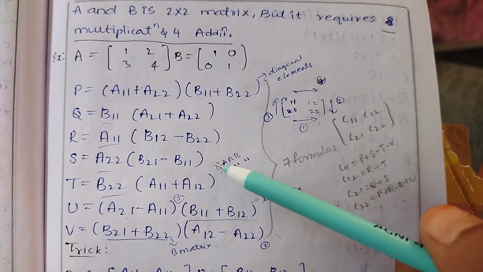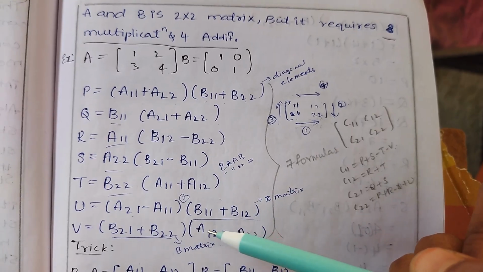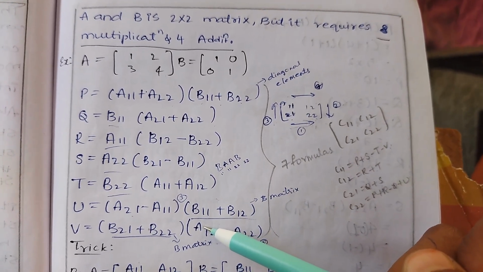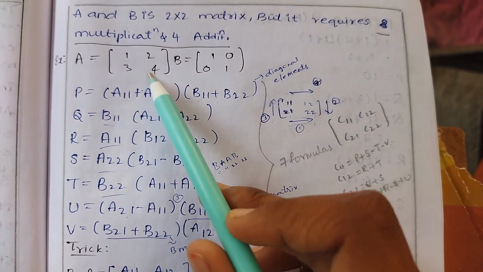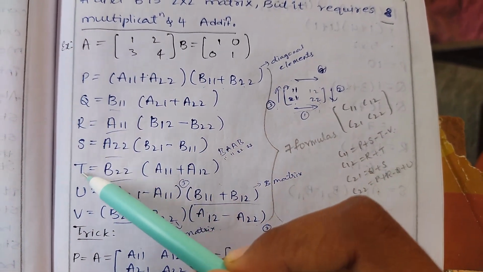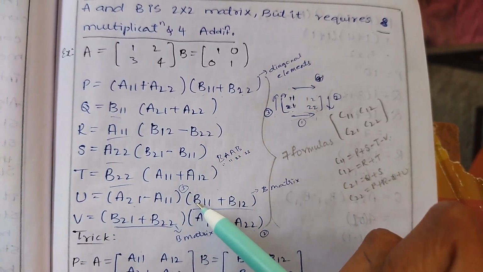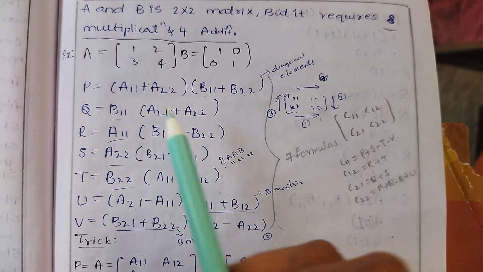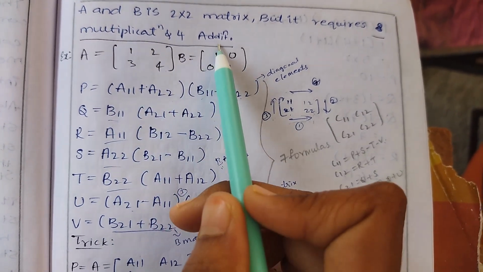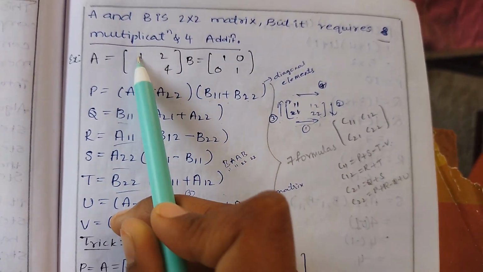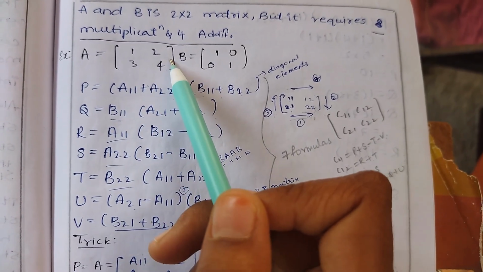He is a scientist. He did the multiplication in 7 formulas. By using the 7 formulas, we can multiply the matrices: P, Q, R, S, T, U, V. These are the 7 elements. These are the formulas. A11 first row elements adding and second row elements adding: A11, A22.